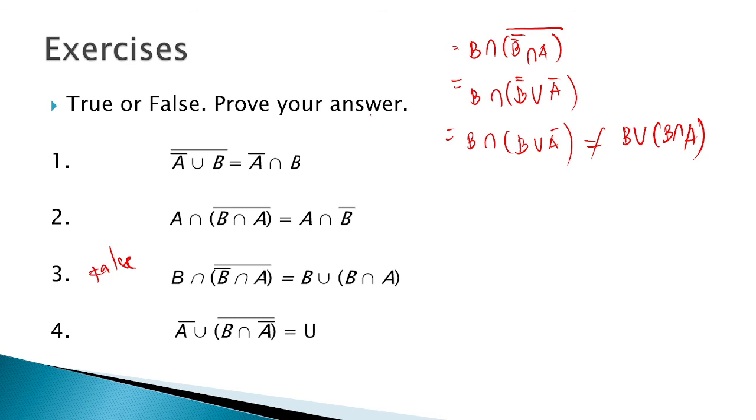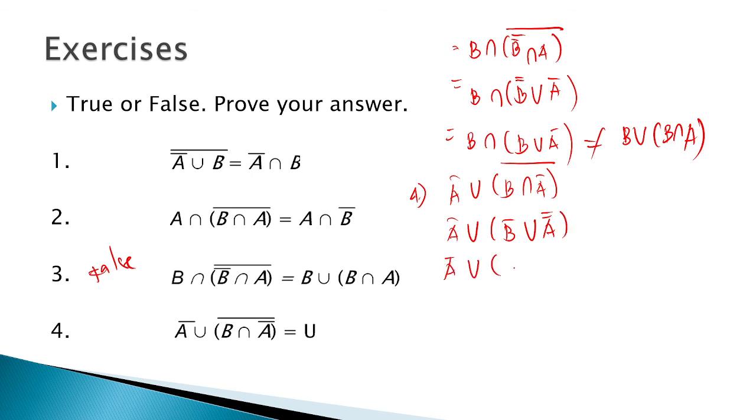And lastly, we have number 4. We have A bar union complement of B intersection A bar. So, De Morgan's theorem muna tayo. We have A bar union. De Morgan's natin to. This will be B bar. Union na yung operation natin. A double bar. So, this is A bar union B bar union A.